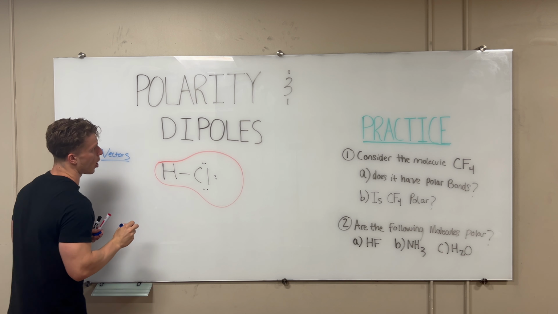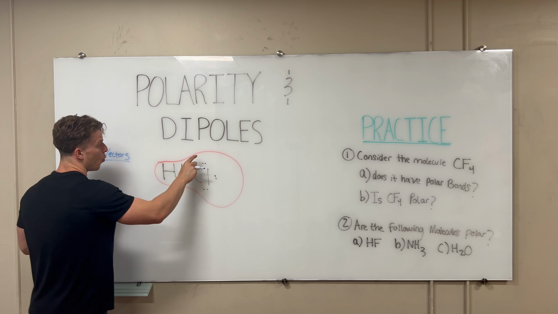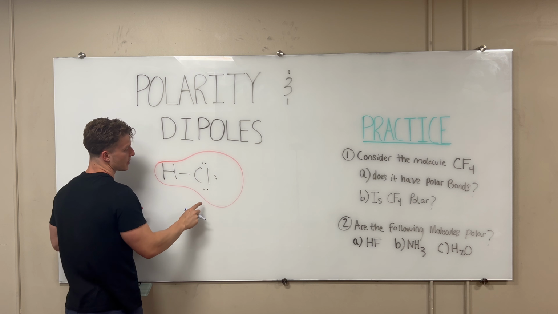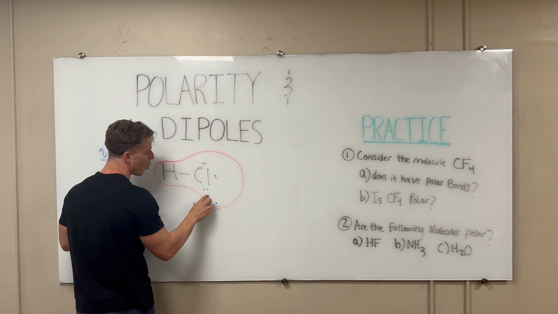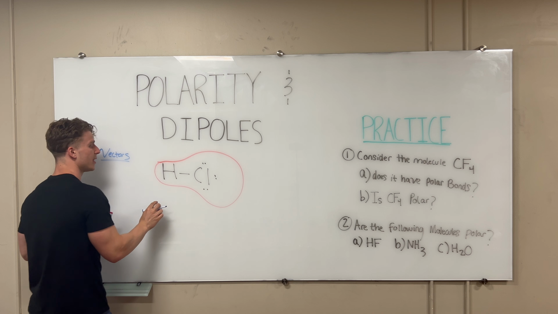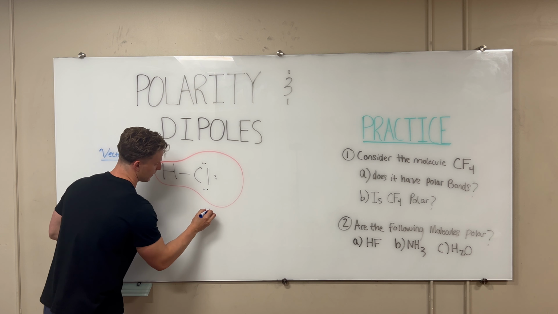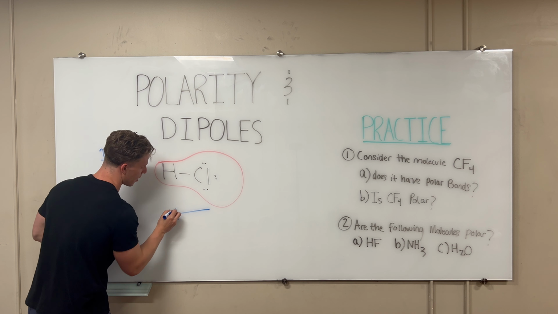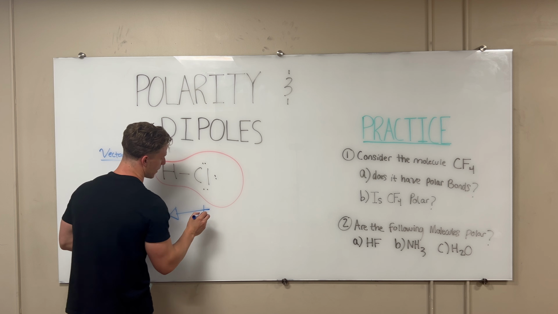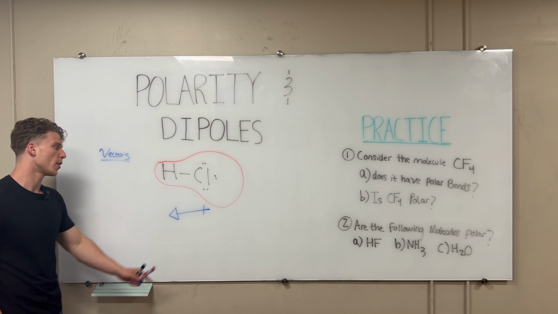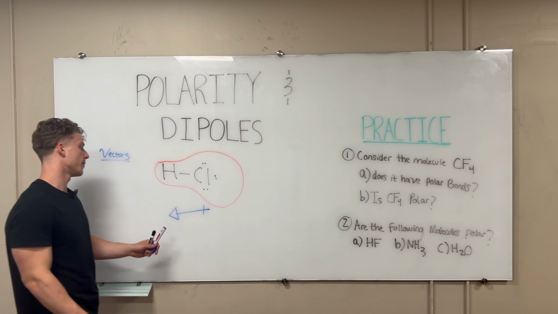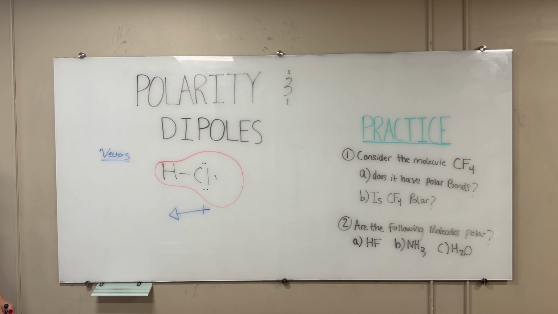So dipoles are vectors. Now, in order to draw the dipole for this molecule, we're going to draw an arrow from the more electronegative atom to the less electronegative atom, okay? So we're going to draw the arrow just like this, right? You can draw this little line here. So this is the dipole for this molecule. You draw it from the more electronegative atom to the less electronegative atom.